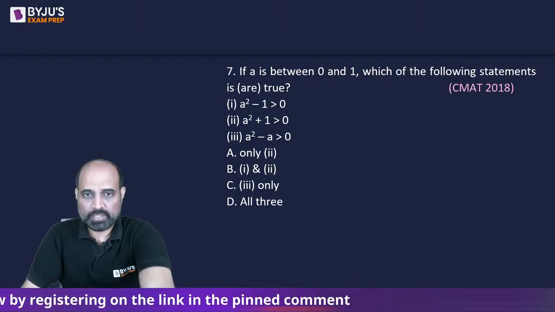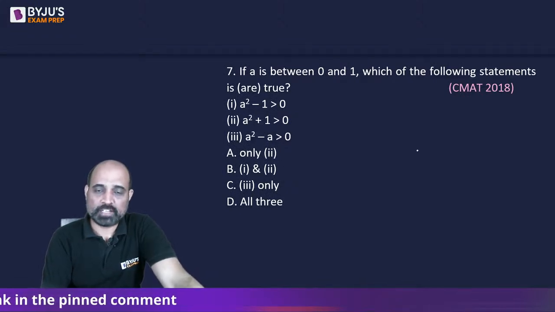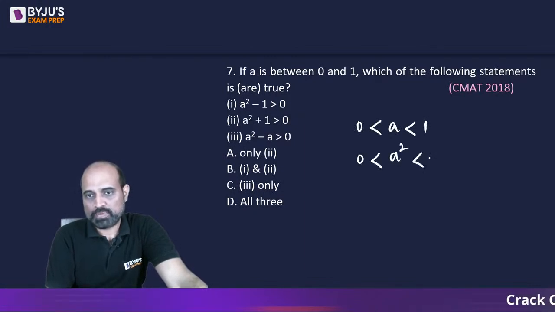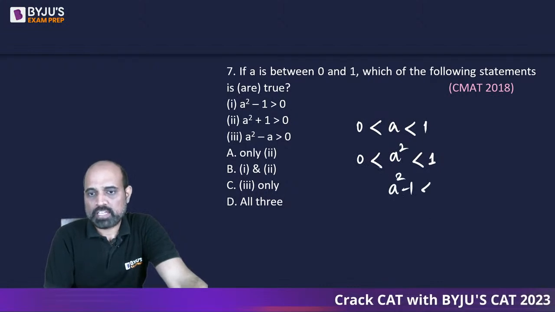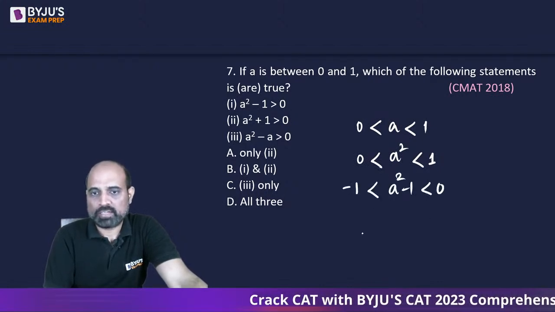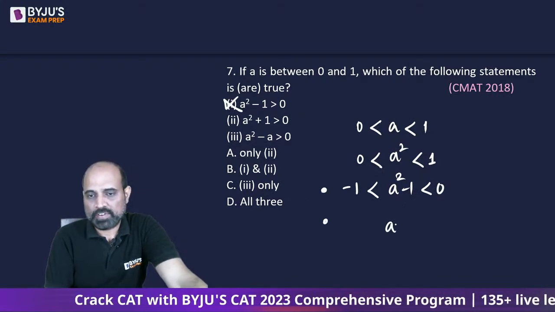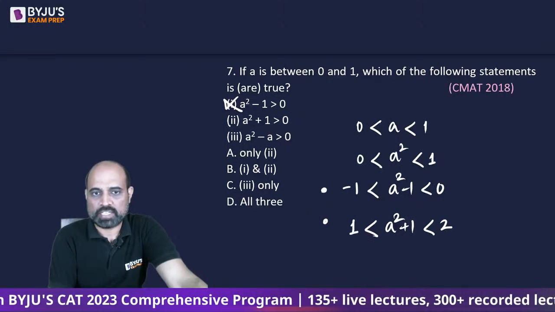Next question. If A is between 0 and 1, which of the following statements is true? So if A lies between 0 and 1, then A square will also lie between 0 and 1 only. So A square minus 1 will be less than 0, greater than -1. So the first one will not hold. If I look at the second one, A square plus 1 will be less than 2, will be greater than 1.